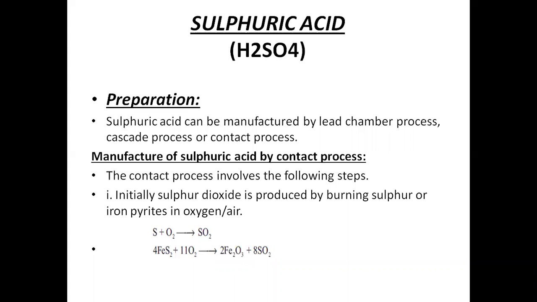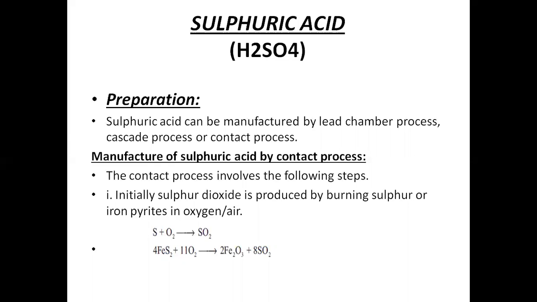So next topic is sulfuric acid. The formula for sulfuric acid is H2SO4. Sulfuric acid can be manufactured by the lead chamber process, cascade process, or contact process. Here we're going to discuss the contact process: manufacture of sulfuric acid by the contact process.